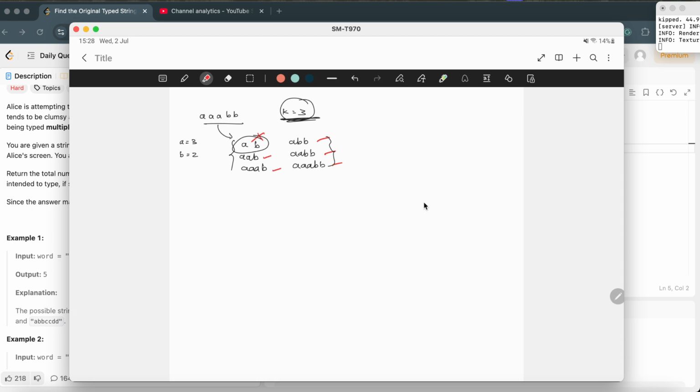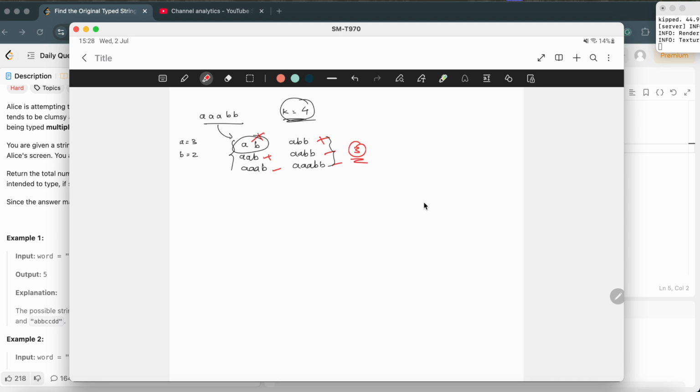Whatever the strings that we saw right over here, all of those are valid strings. Just one string is not valid. When k equals 4, at that point in time, this is invalid, this is invalid. So in total, 3 is the answer that we are getting. I think this should be clear for us.